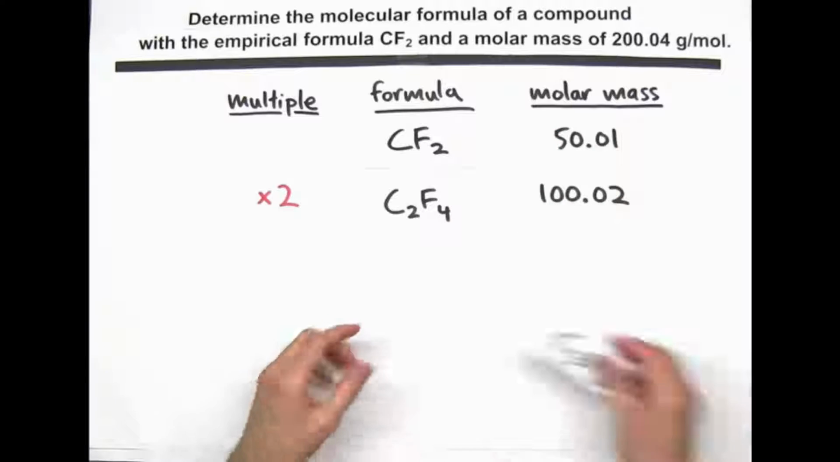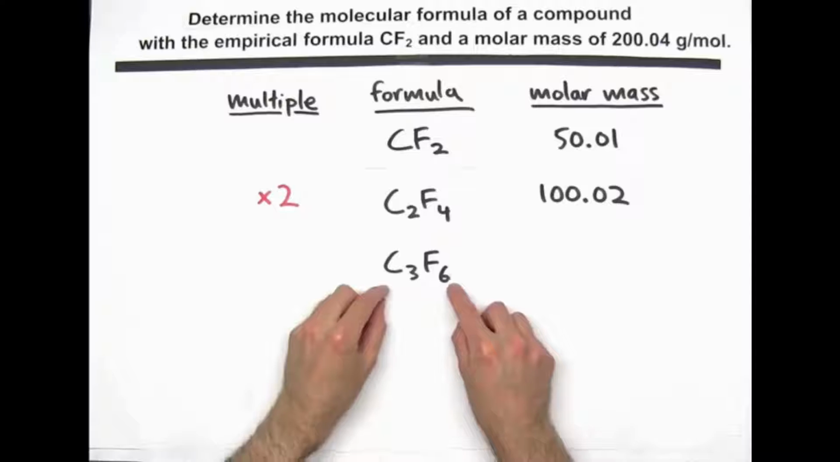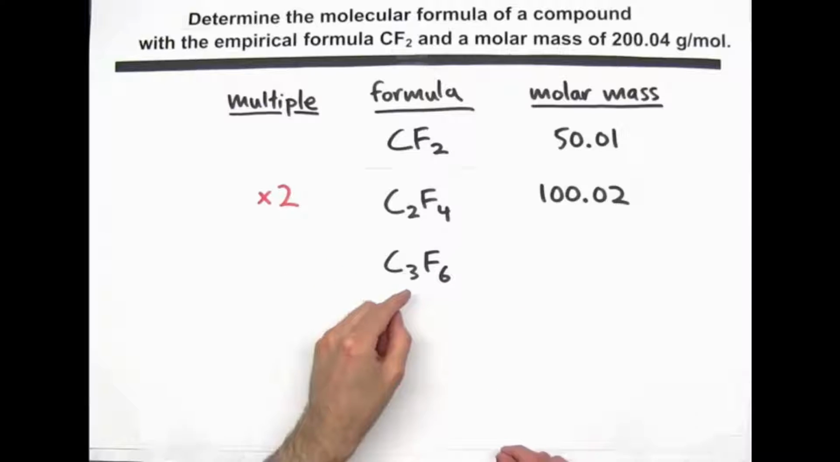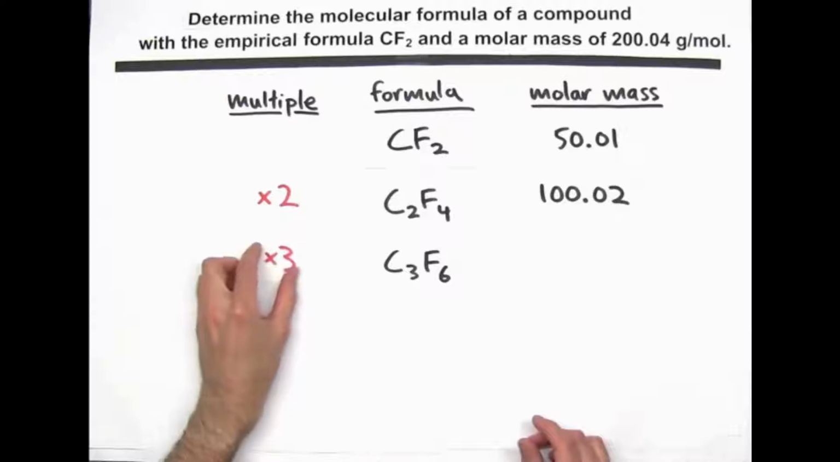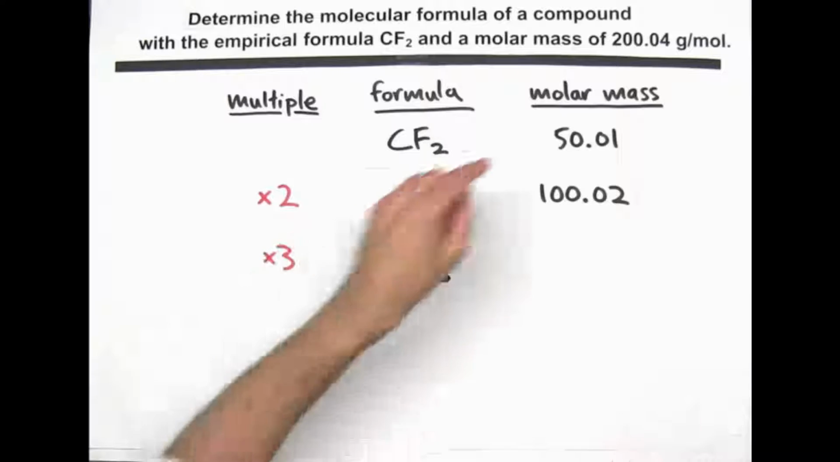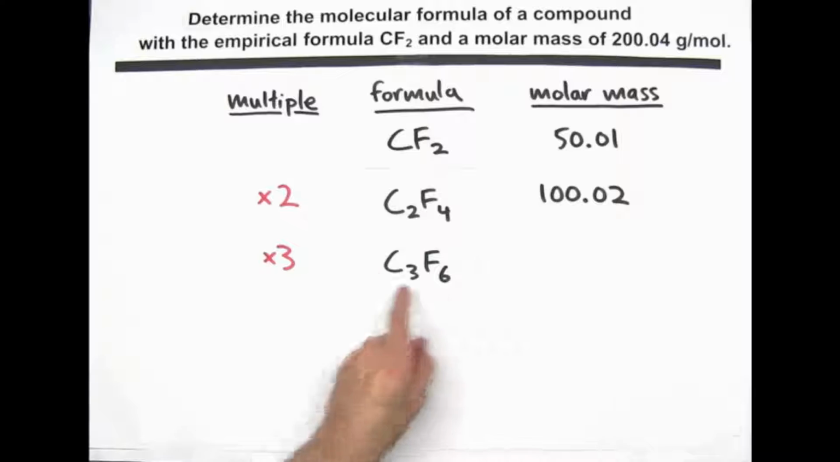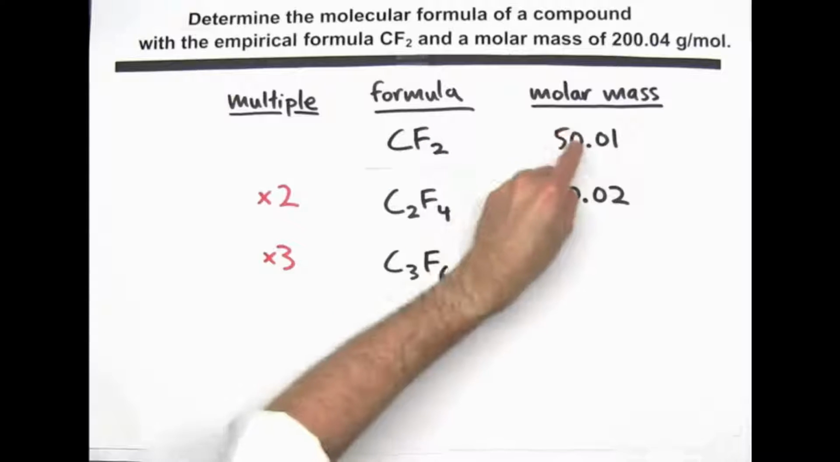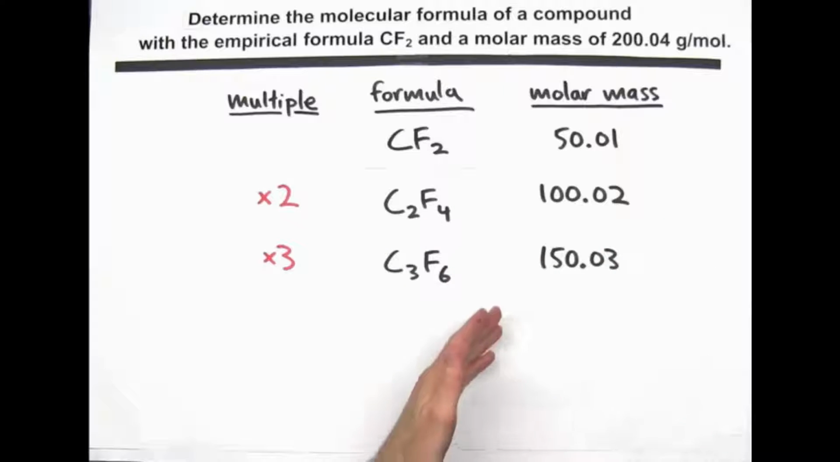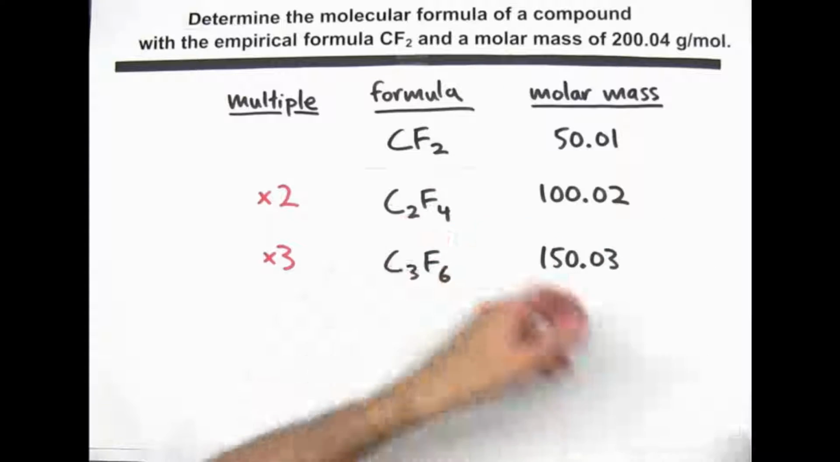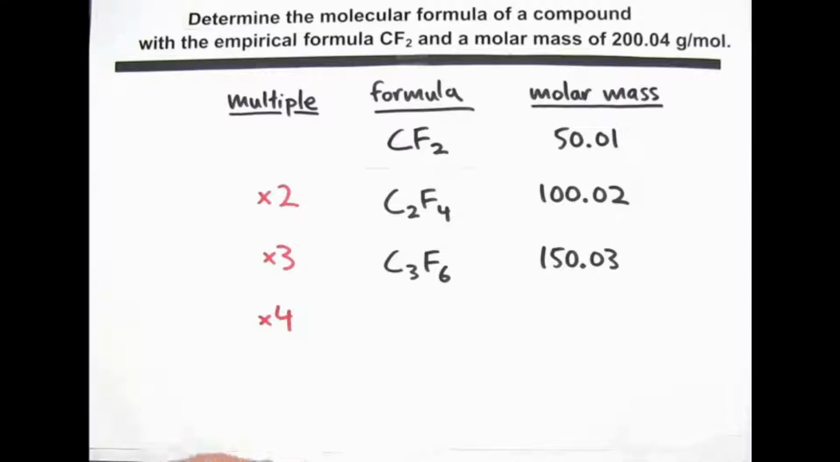Here's another formula that has CF2 as its empirical formula. C3F6 we get by multiplying the empirical formula by 3. And the same thing for the molar mass. We can figure out the molar mass of this compound by taking the molar mass of the empirical formula, multiplying it by 3, and getting 150.03. We could also take the empirical formula and multiply it by 4.